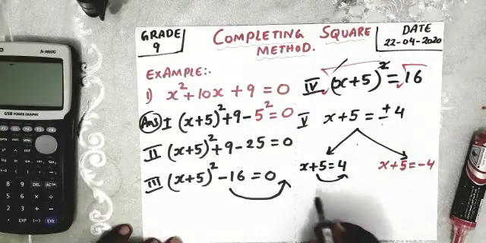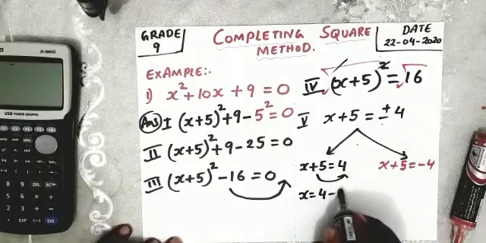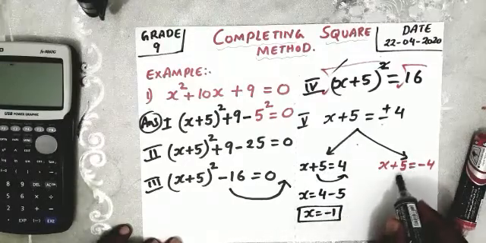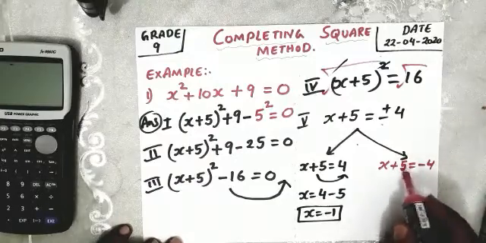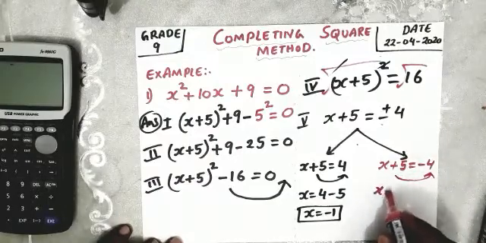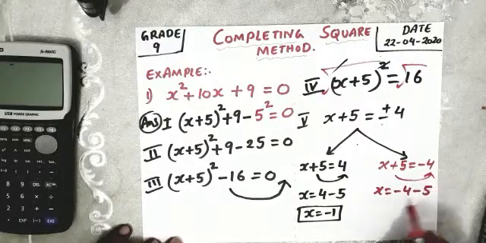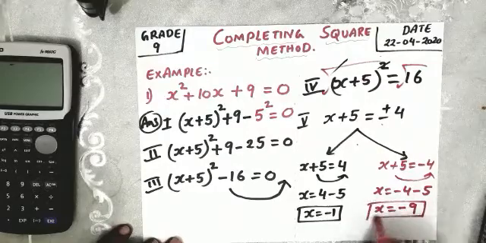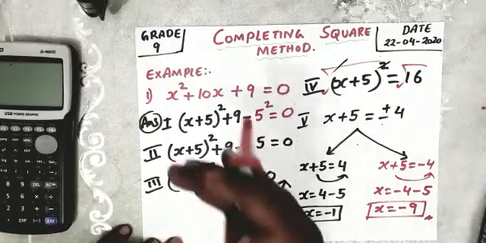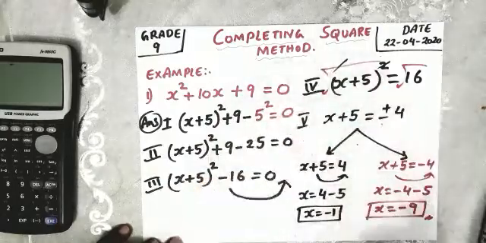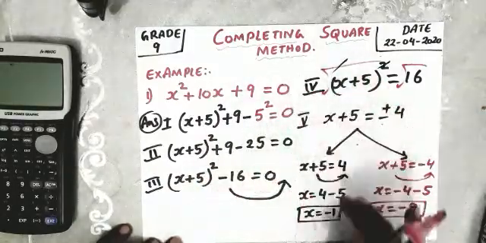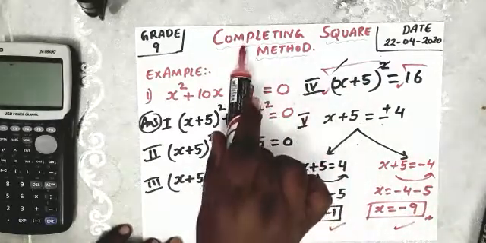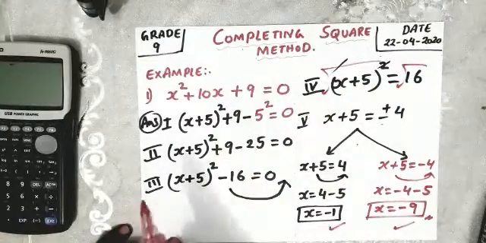Take the 5 to the other side. So x equals 4 minus 5. x equals negative 1. And take the 5 to the other side, or you do negative 5, negative 5. So you'll have x equals negative 4, negative 5. x is minus 9. Okay, so we are not only writing them in a vertex form, we are solving it. So this method by which we are solving the quadratic equation is called completing the square method.